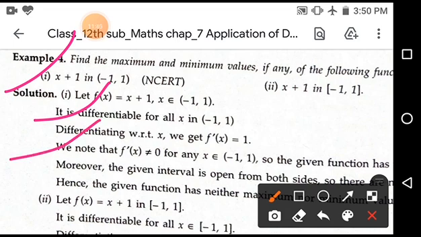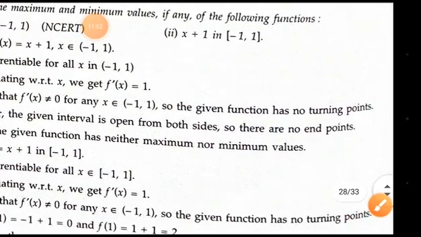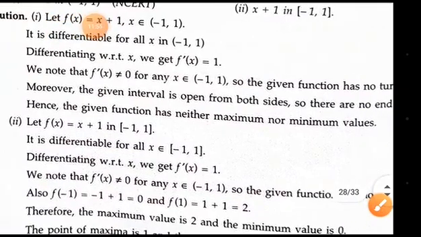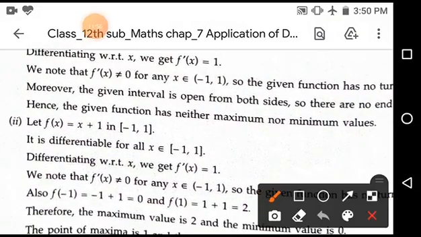Differentiating the function, we get f dash x not equal to 0 for any x belonging to minus 1 to plus 1. Moreover, the given interval is open from both sides, so there are no end points, hence the given function has neither maximum nor minimum.